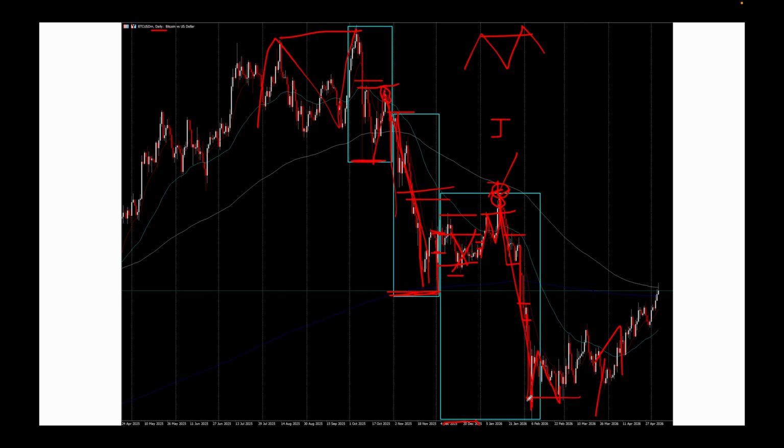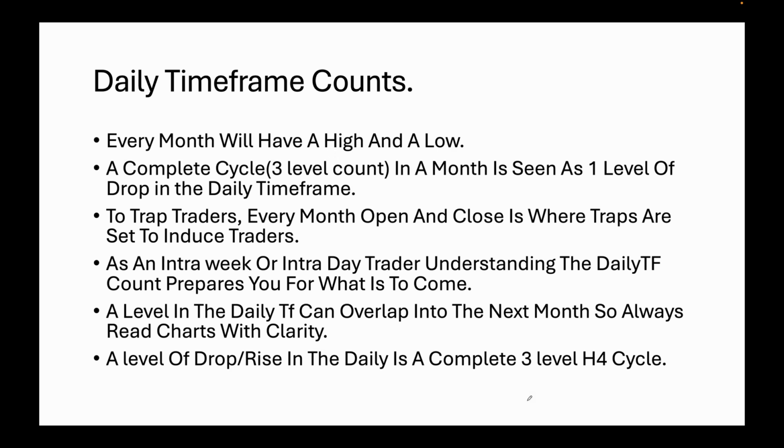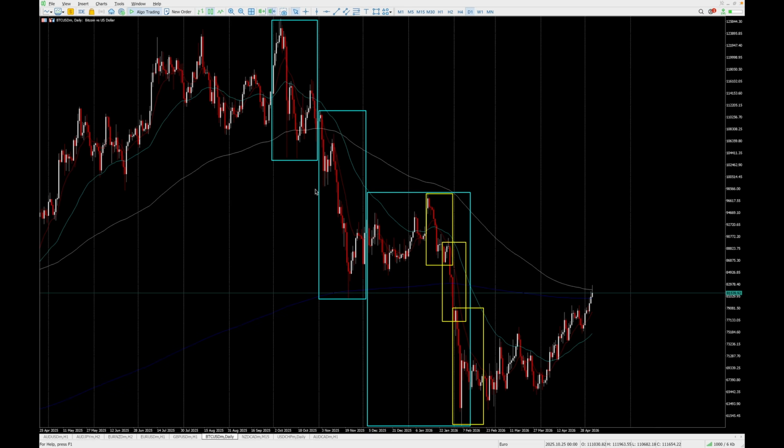A level can overlap into the next week. A level can also overlap into the next day, right? So a level of drop or rise in the daily time frame is a complete 3-level H4 cycle. Right, let me take you guys to the charts and show you exactly what I mean. All right, guys, let us jump into the charts.